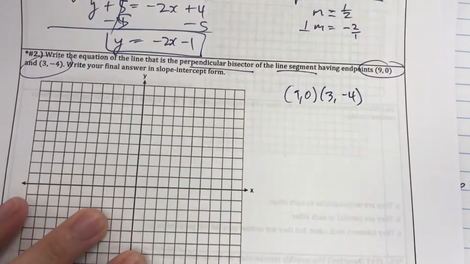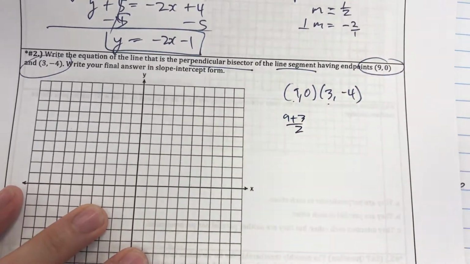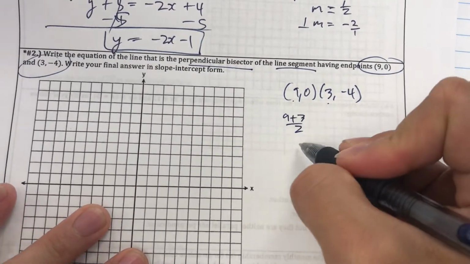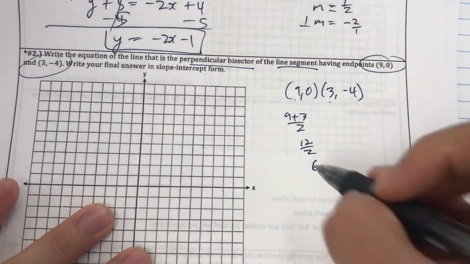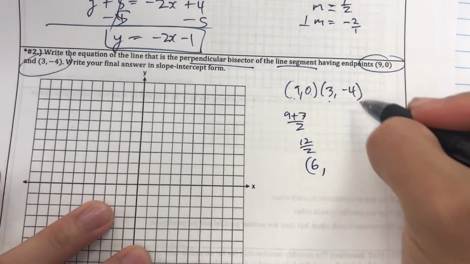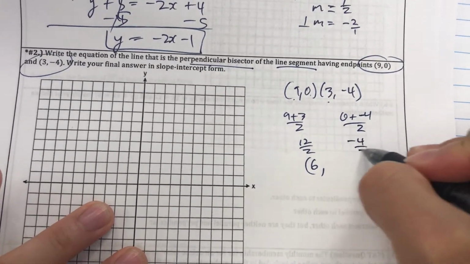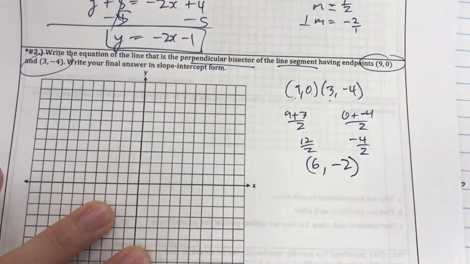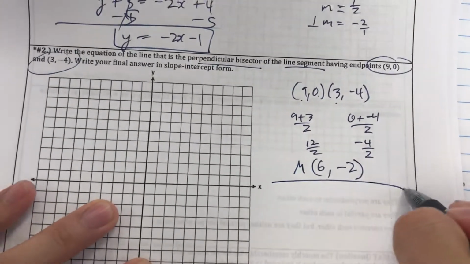So let's set up to find a midpoint very quickly. The sum of the x's, so 9 plus 3 over 2. So that's going to give me 12 over 2. And 12 over 2 is going to give me 6. That's my first piece. 0 plus negative 4 over 2. That's going to be negative 4 over 2, which gives you negative 2. Okay? So that's my midpoint. That's just my midpoint. I'm going to save that there for in a second.